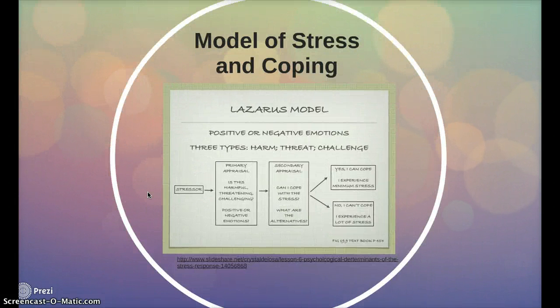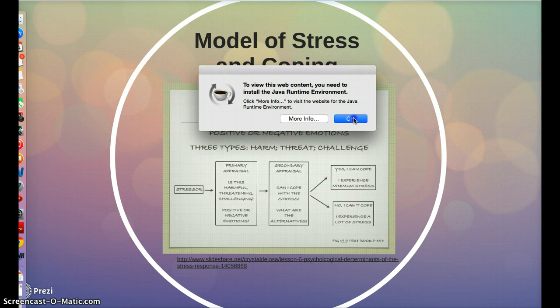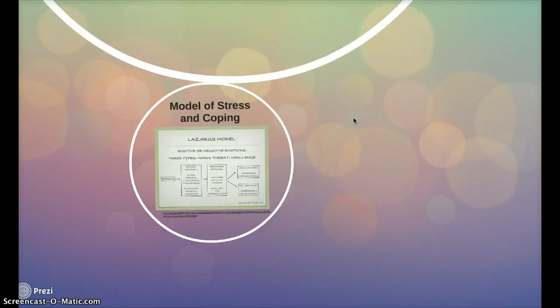The model of stress and coping is basically a flowing diagram that goes in a circle. It starts with the stressor, goes to the primary appraisal, where they analyze whether it is a harmful or threatening or challenging obstacle they're facing. Then moving on to the secondary appraisal: am I able to cope with this stress? And then to the coping mechanism, which can either be problem-focused or emotion-focused. After that, it moves to the reappraisal, which analyzes whether or not the stress has been negated.